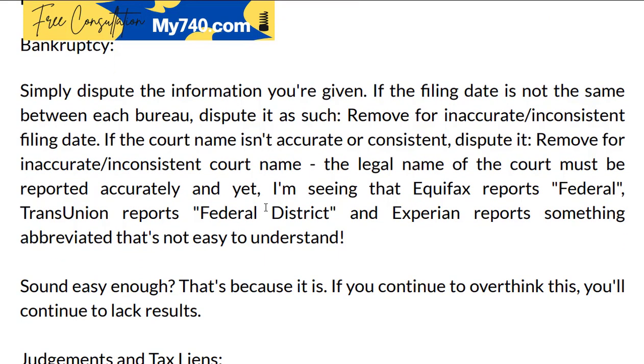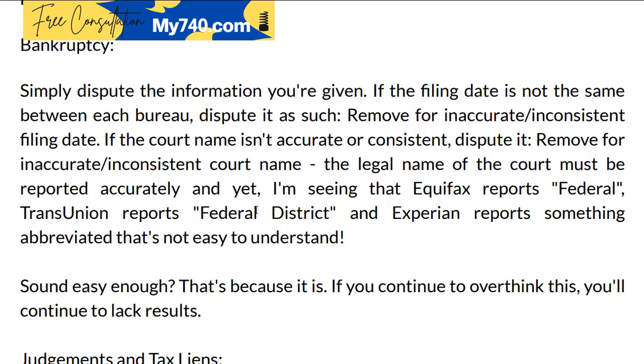Now, public records. Please pay attention if you have a bankruptcy, a judgment, or a tax lien. For a bankruptcy, simply dispute the information you're given. If the filing date is not the same between each bureau, dispute it as such: remove for inaccurate, inconsistent filing date. If the court name is not accurate or consistent, dispute it. Remove for inaccurate, inconsistent court name.